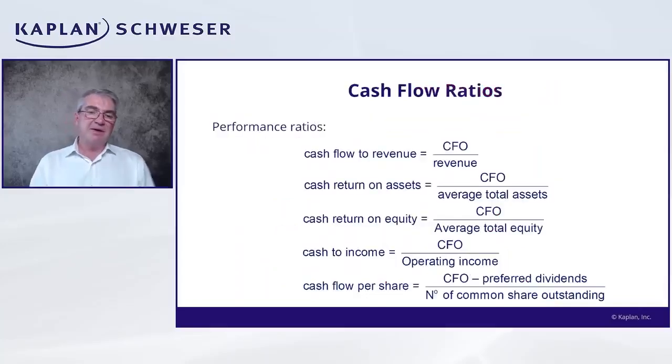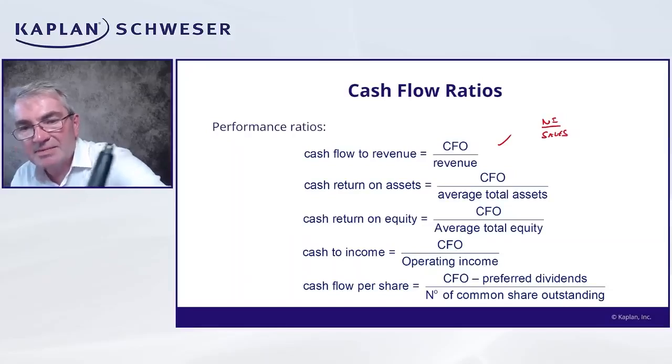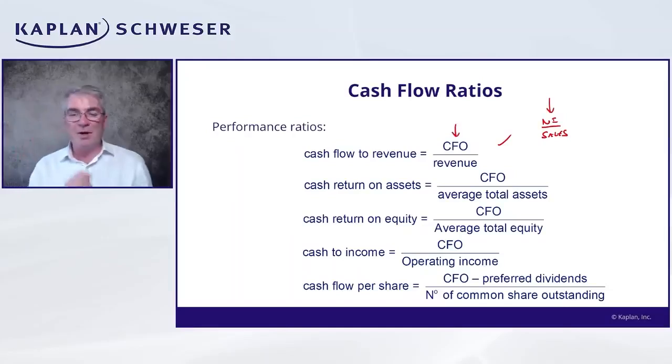Couple of slides to finish off on, and that's really looking at cash flow statement based ratios. Look at cash flow to revenue. It's a cash-based measure of the net profit margin. When we look at net profit margin, of course, we look at net income over sales. All we are doing is replacing net income in our numerator with cash flow from operations. So a cash-based measure of the net profit margin.